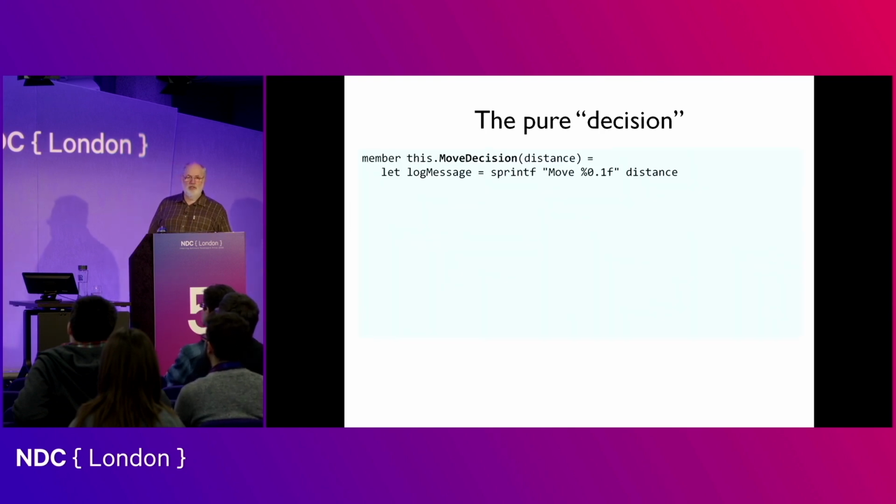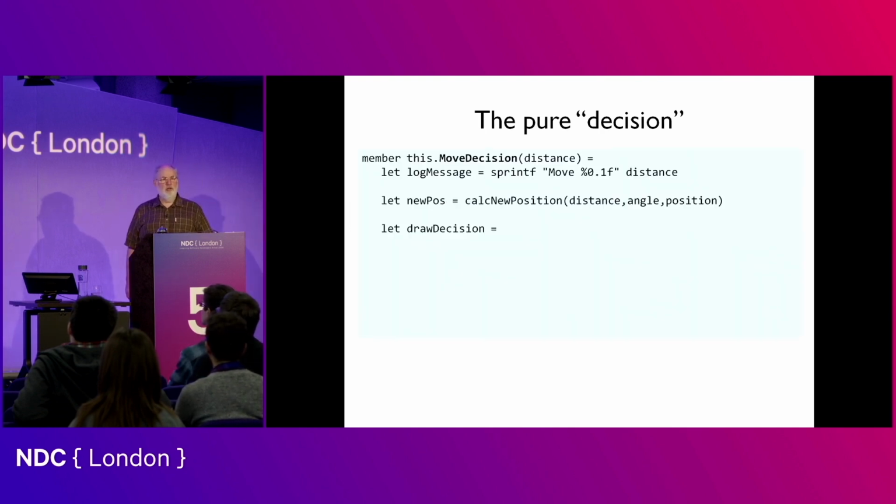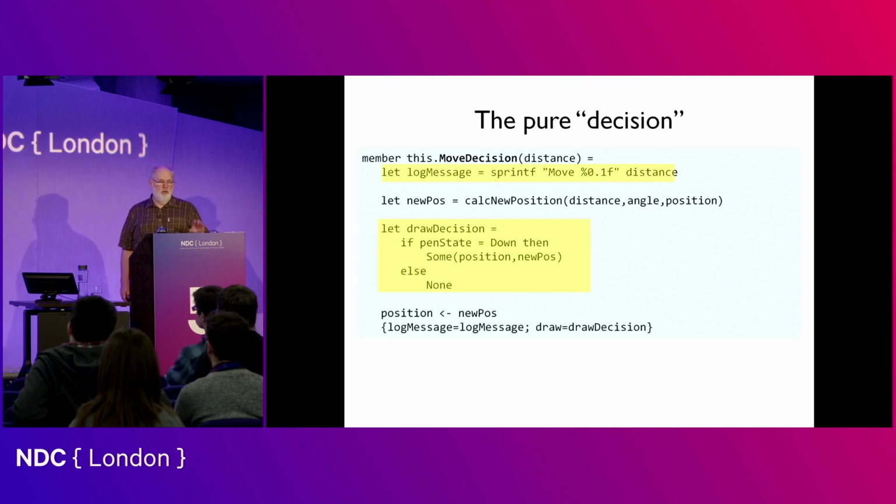So if we separate the decision logic from the I/O, what we're going to do is not actually write the message to the log. We're going to figure out what message we want to send to the logger, but we're not actually going to do the logging. And similarly, if we wanted to draw something, this is what we would draw, but we're not actually going to do the drawing.